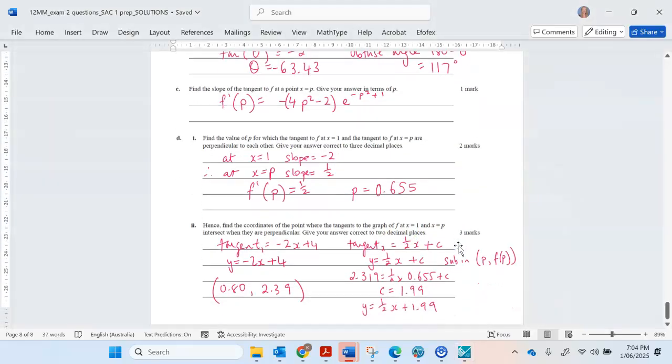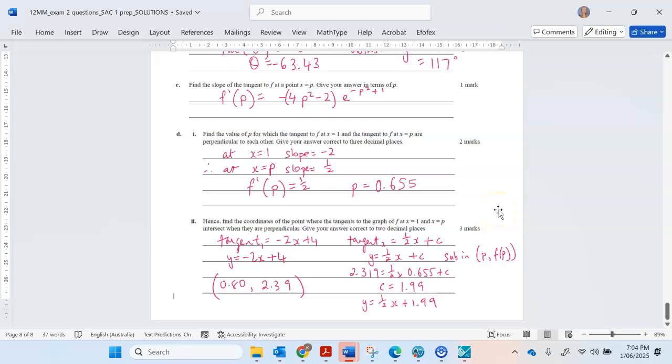Then part 2 of question D is worth 3 marks. Oh my gosh, let me rethink this question. Find the coordinates of the point where the tangents to the graph at x equals 1 and x equals p intersect when they are perpendicular. Give the answer correct to 2 decimal places.